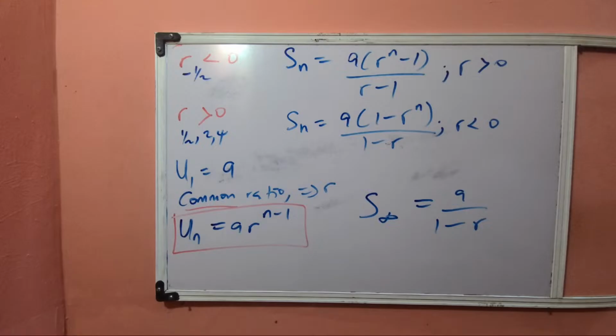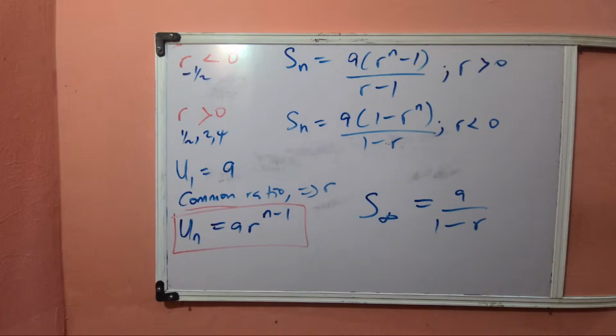All right. We have this particular question I would love us to solve. We are told that we have three numbers in a GP whose sum is 10 and 1/2.